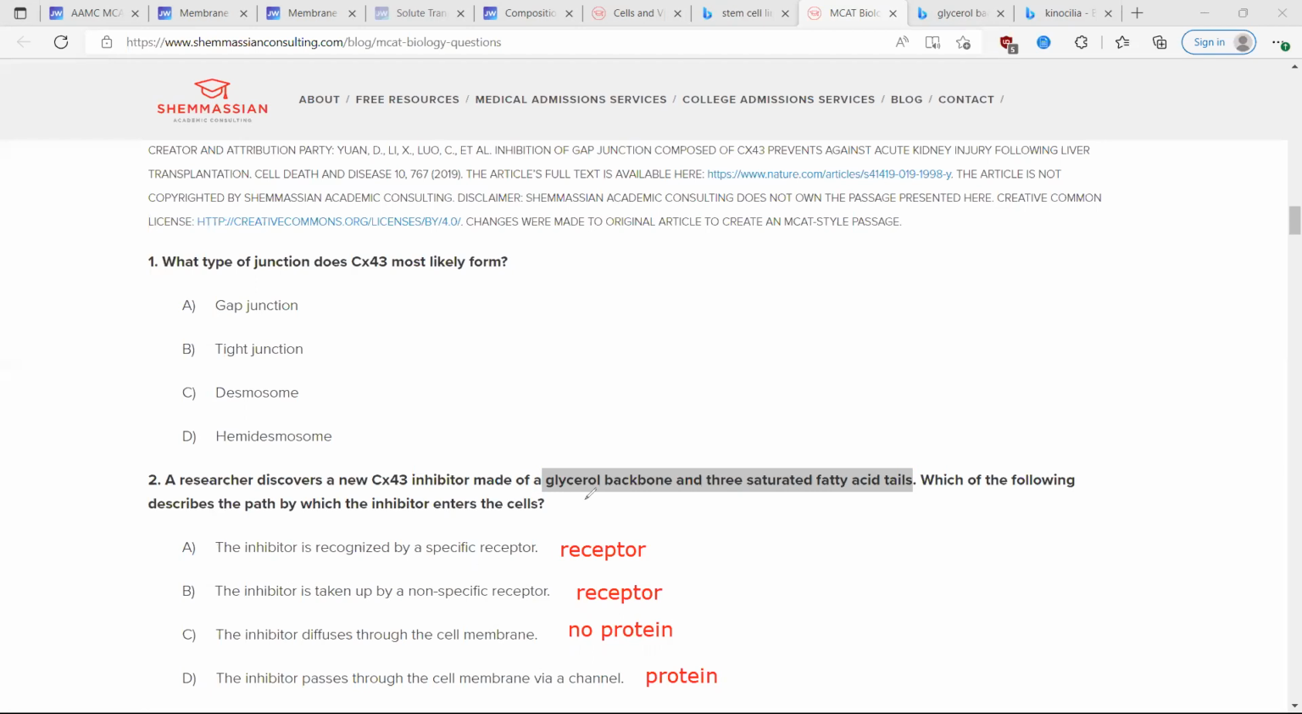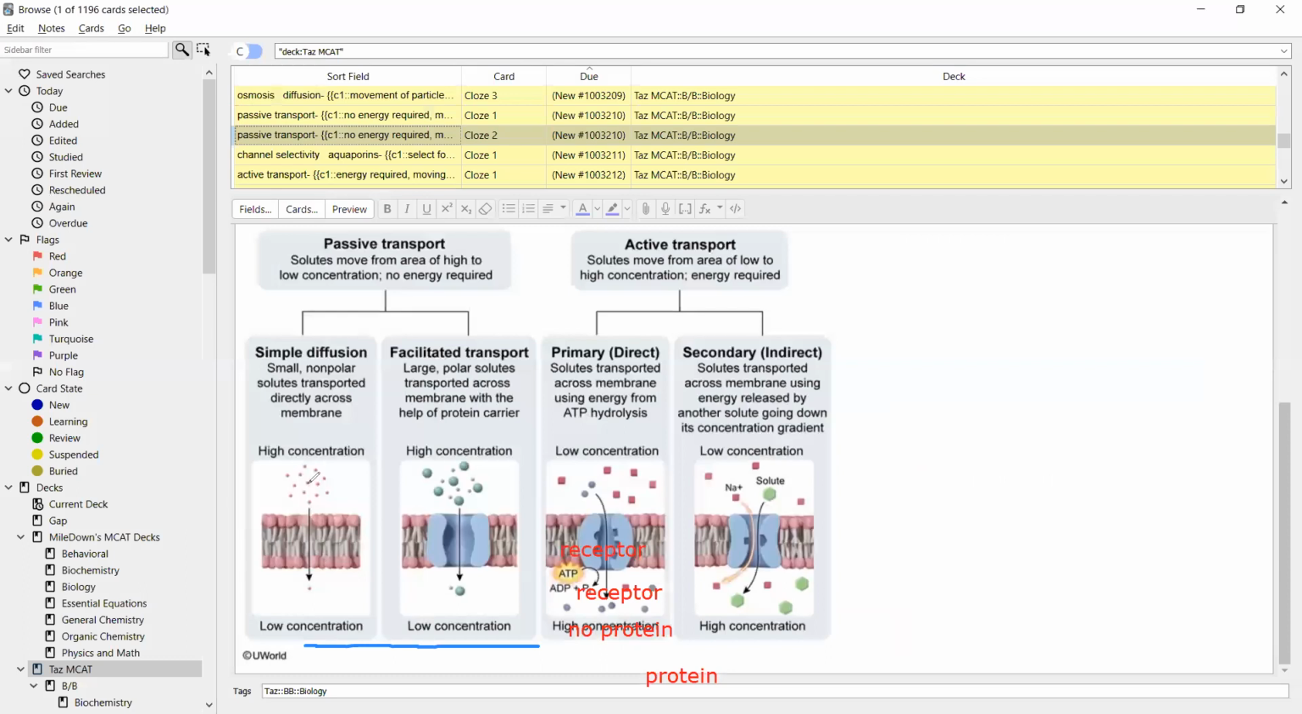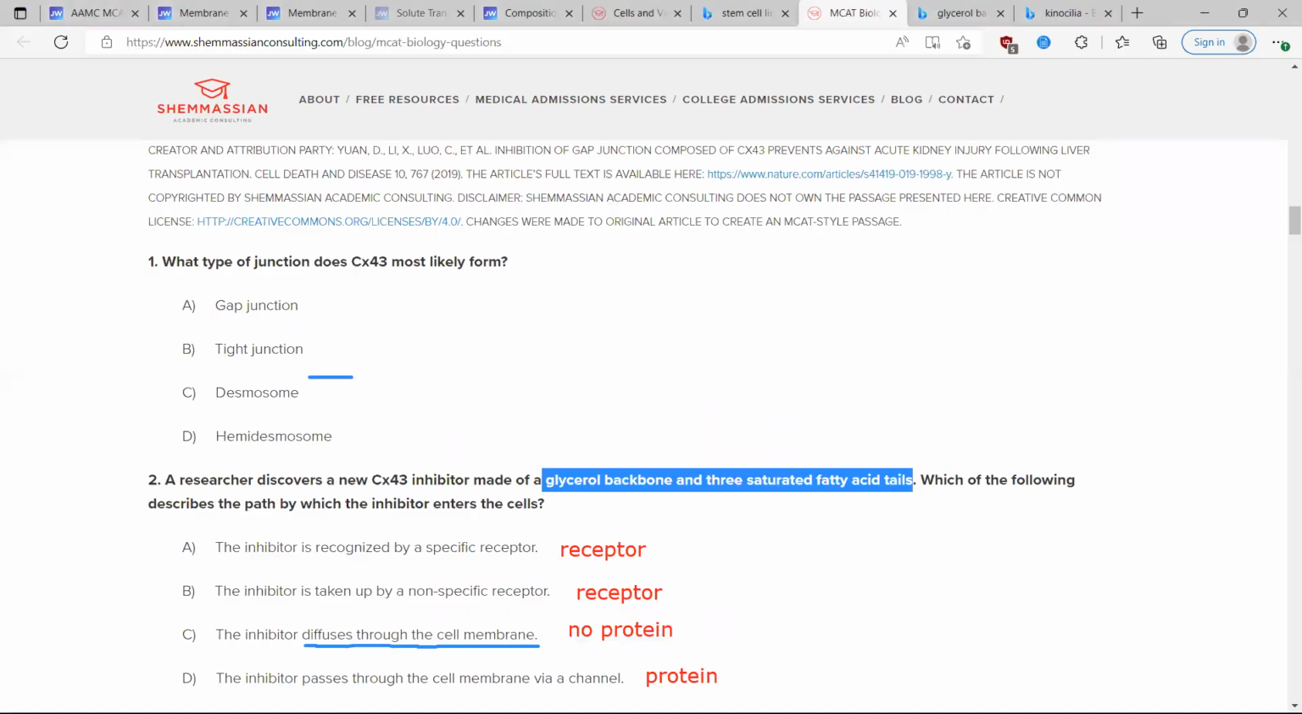But overall, because the glycerol backbone and 3 saturated fatty acid tails is a non-polar molecule, it can diffuse directly through the cell membrane. And that's exactly what we're seeing in this image. A non-polar molecule can diffuse directly through the membrane. If it was polar, it would have to be one of the other choices. A polar molecule would have to use some kind of protein or receptor to get through. Okay.